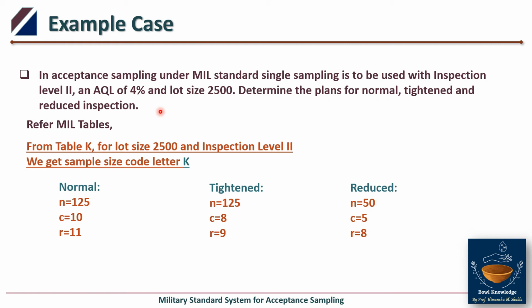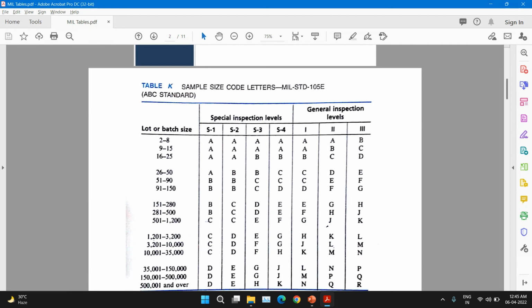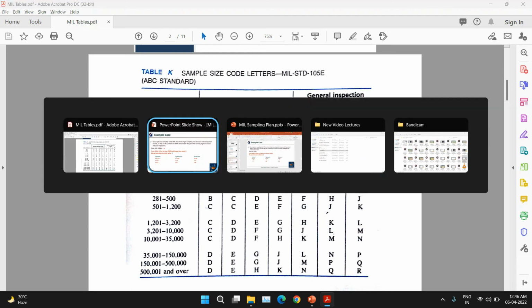The USP of this plan is that by monitoring the results of ongoing sampling inspection, you can update your plan by shifting from normal to tightened, tightened to reduced accordingly. So for these particular requirements, we have to refer to the MIL tables, and as you know these are the MIL tables. First of all we have to go with table K to determine the sample size code letter for our requirement. So what is the requirement?